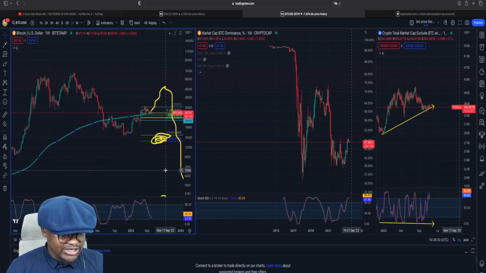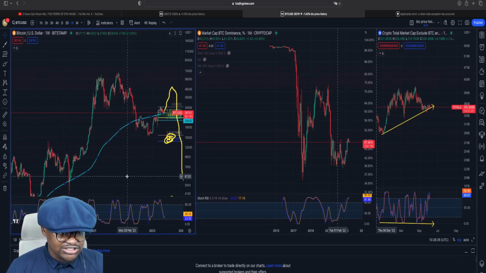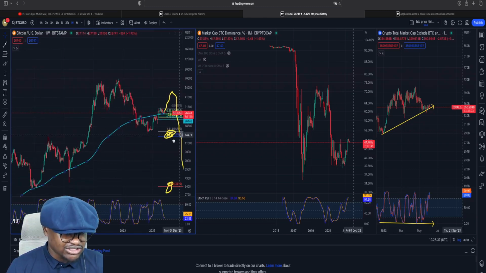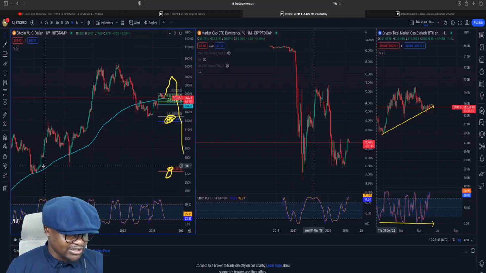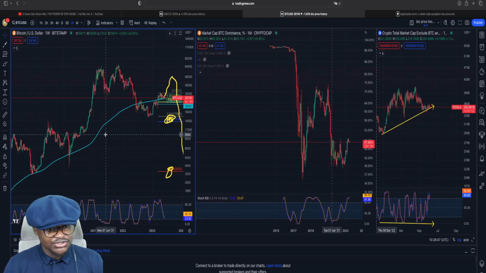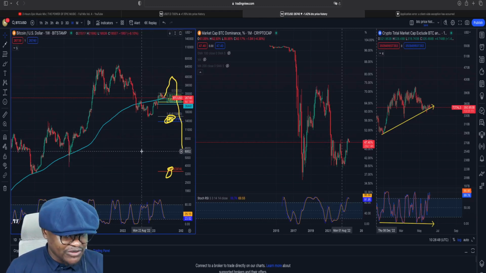This 200 weekly MA is very important. Now, I know some people do not use indicators, but until when do you ignore them? Yeah, it's clear. Look at it here. Holding here, moves up. Holding here, moves up. Like, when do you stop ignoring them, basically?